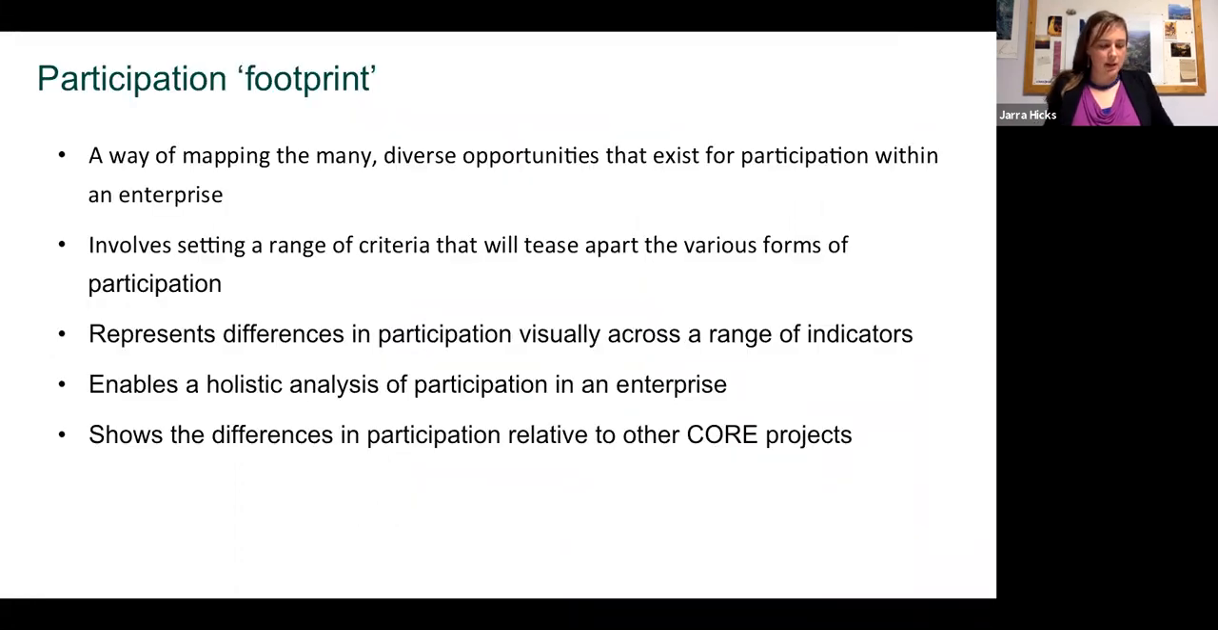But in essence, the participation footprint is a way of mapping the many diverse opportunities that exist for participation within an enterprise, and then helping us to see the difference visually across a range of indicators.